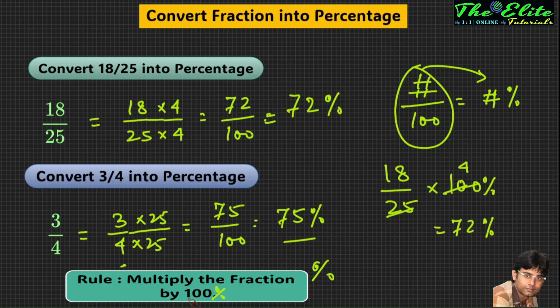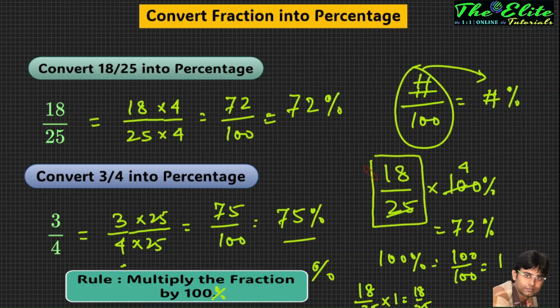So the rule must be multiply the fraction by 100%, not 100. The reason is 100% means 100 upon 100, which is equal to 1. So any number, for example here 18 by 25, multiplied by 100% means it got multiplied by 1. So it is still the same. We are not tinkering with anything in the given fraction. And that's how we get the conversion from fraction to percentage. I hope you understood.